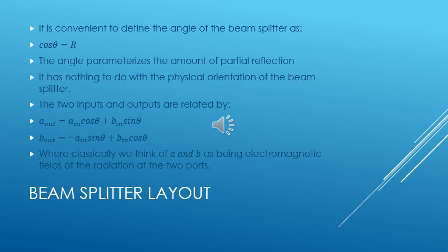The two inputs and outputs are related by a out is equal to a in cos theta plus b in sin theta, whereas b out is equal to minus a in sin theta plus b in cos theta, where classically we think of a and b as being electromagnetic fields of the radiation of the two ports.